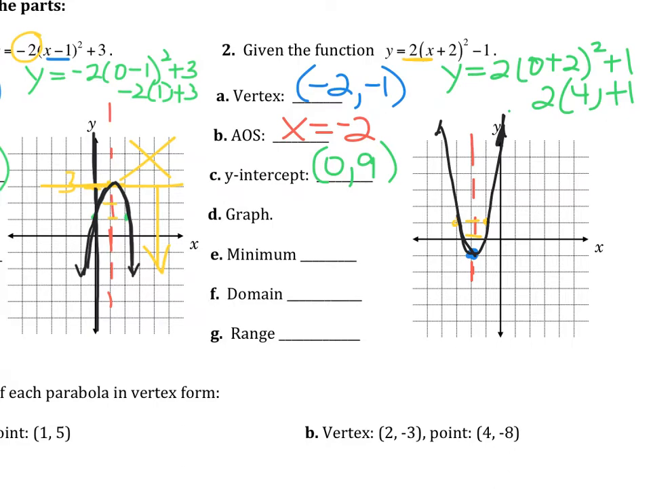Okay, so the minimum value is the lowest that it goes for the y's, and that would be at -1. And there it is. It's right here, -1 is our minimum. And the domain of this thing is all real numbers every time. And the range is, what are the y values? Well, the y values start at -1 and they go up from there. So y is greater than or equal to -1. I hope you got that right. I hope you tried it.